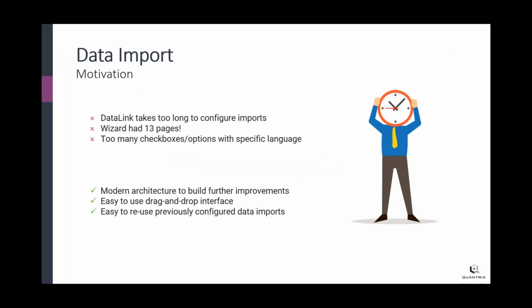So I wanted to start off with the motivation behind why we did the data import overhaul. It was a lot of feedback we got during our conferences that Data Link takes too long to configure imports. In fact, the wizard had over 13 pages in some situations, and there were too many checkboxes and specific options with very specific language, which was okay if you've been using Quantrix for a long time, but for a new user to get up and running and understand what's going on, it just made the overall experience less than optimal. So we had a motivation to build a modern architecture that we could build further improvements on going forwards. We wanted to emphasize ease of use by adding a drag and drop interface, and we wanted to make it easy to reuse previously configured data imports.